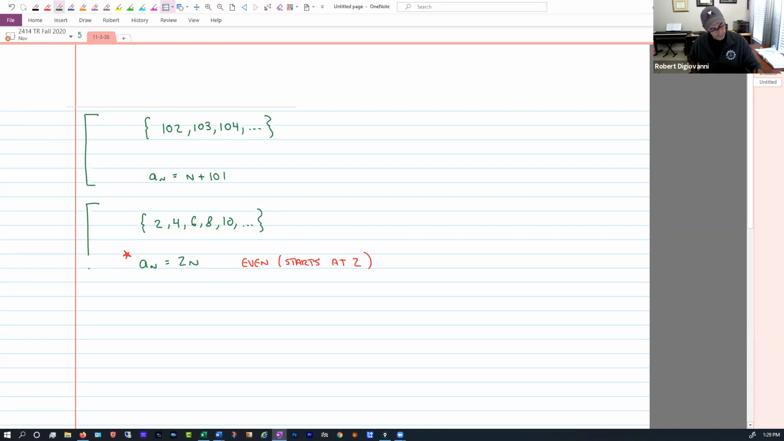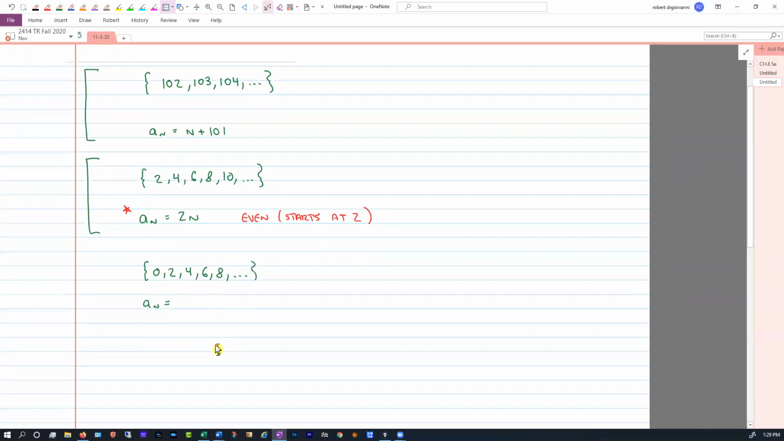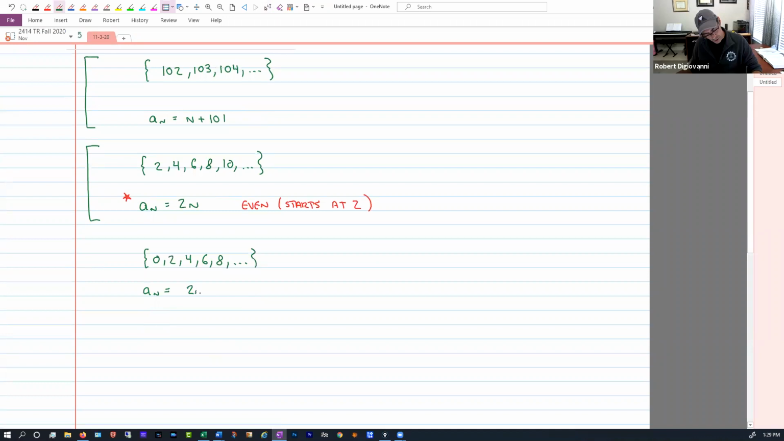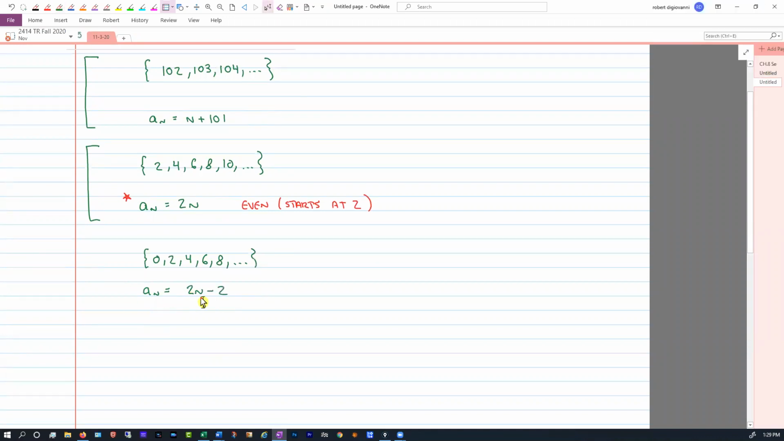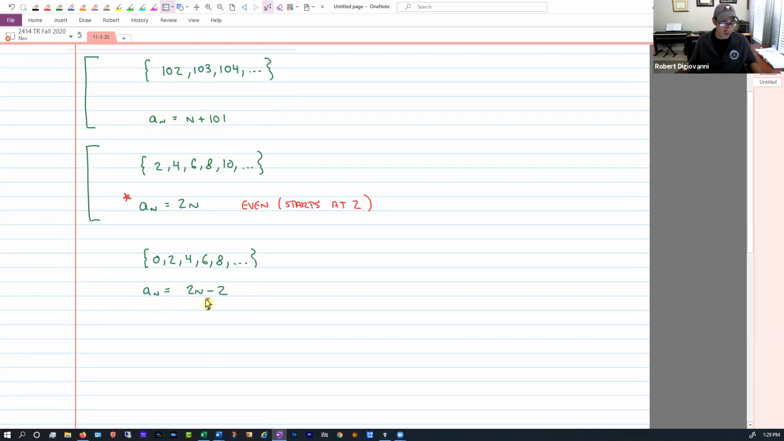Okay, how about this one? What if I wanted the even numbers, but I wanted them to start at zero instead of two. Who's gonna volunteer for that one? 2n minus two. 2n minus two, not one, right? 2n minus two, does this work? Plug in one, what do you get?